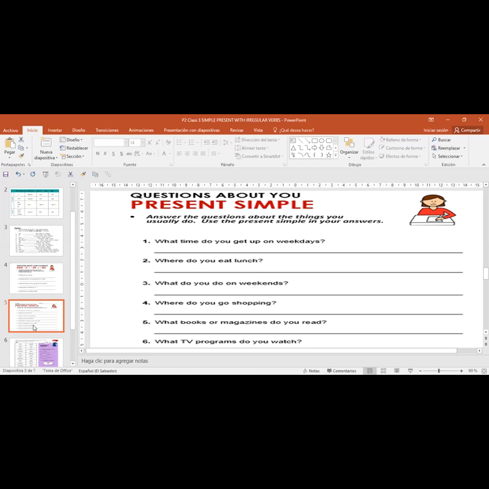It says, use the present simple in your answers. Vamos a usar el presente simple para dar nuestras respuestas. What time do you get up on weekends? Por ejemplo, ¿a qué horas te levantas los fines de semana? Where do you eat lunch? ¿Dónde almuerzas? What do you do on weekends? ¿Qué haces los fines de semana? Where do you go shopping? ¿A dónde vas de compras? What books or magazines do you read? ¿Qué libros o revistas lees? What TV programs do you watch?